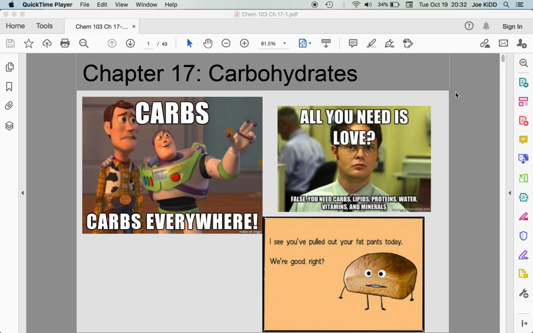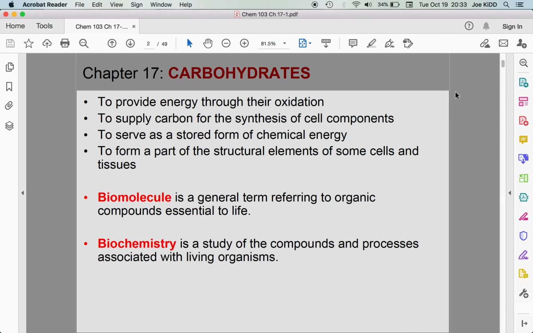Hi folks, in this video we will be starting Unit 3, which will be Chapter 17, Carbohydrates. So we're going to start looking at more macromolecules, or bigger molecules. This will use all of the same concepts we've been learning all semester and start applying them to much larger molecules. And the first class of molecules that we're going to discuss are carbohydrates.